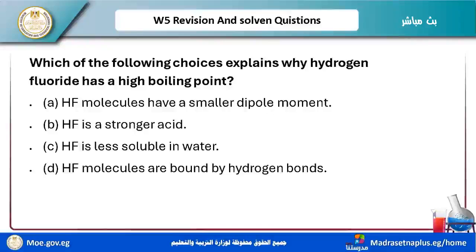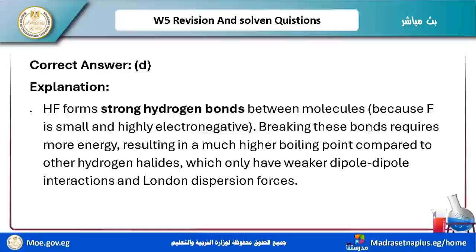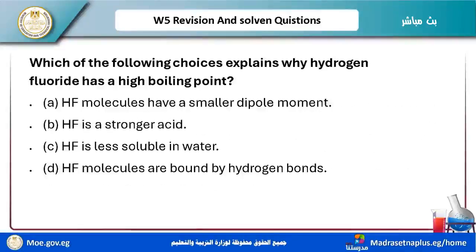Okay, HF has a smaller dipole moment? I will discuss why. Boiling point relates to what? Okay, review with me the hydrogen bond. Boiling points basically depend on hydrogen bonds between molecules. So the true answer is D, which is: HF molecules are bound by hydrogen bonds.